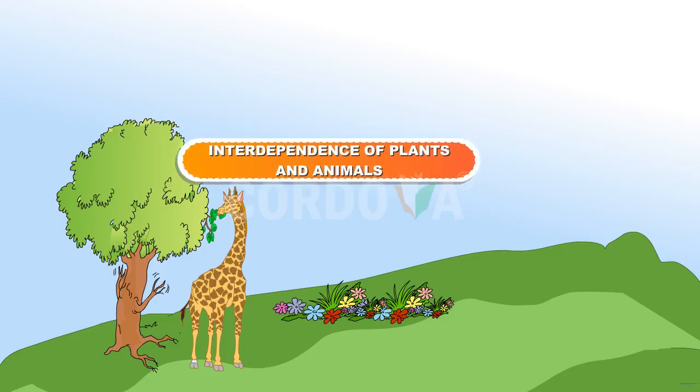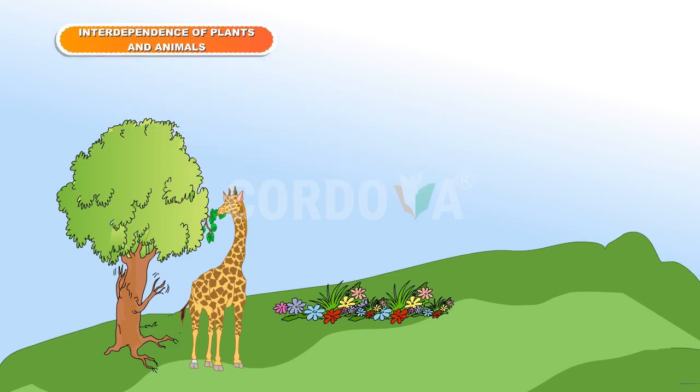Interdependence of plants and animals. Plants and animals depend on each other for their survival. Plants give food to eat and oxygen to breathe to the animals. Animals breathe out carbon dioxide. This carbon dioxide is used by the plants to make food. This is how plants and animals depend on each other.